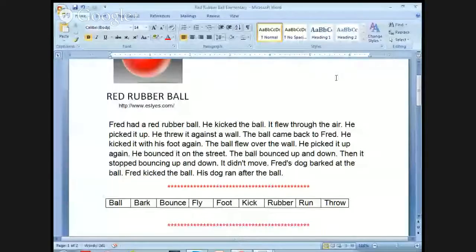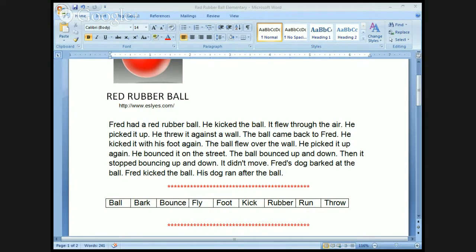And here we are. Red rubber ball. As soon as you're ready to read, type your name in the verbal box, or you can just say by voice, I'm ready to read. Red rubber ball. Fred had a red rubber ball.